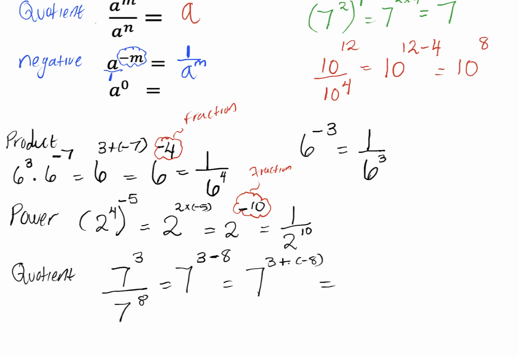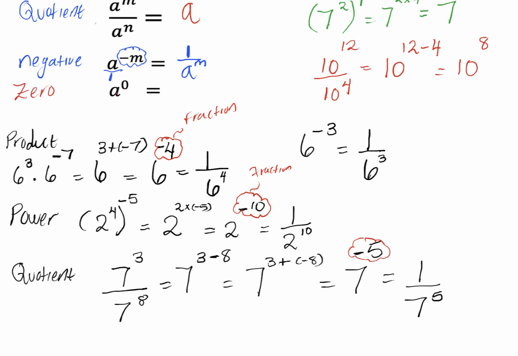Now that I'm adding, I notice that my signs are different, which means I actually have to subtract them. So 8 minus 3 is 5, and I keep the sign of the bigger number, so that's a negative 5. And again, no negative exponents are allowed. So when I write that as the positive, by writing it as the reciprocal, it is 1 over 7 to the 5th power. And the very last rule is the 0 rule.